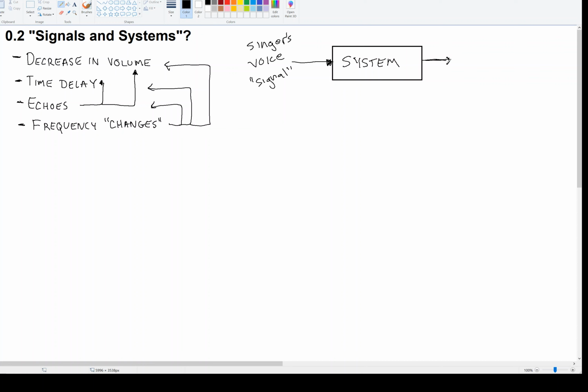And then what you hear in the middle of the auditorium is also a signal. What you hear. In this case, we would say the singer's voice is the input, and what you hear is the output. And this particular example is an acoustical system.